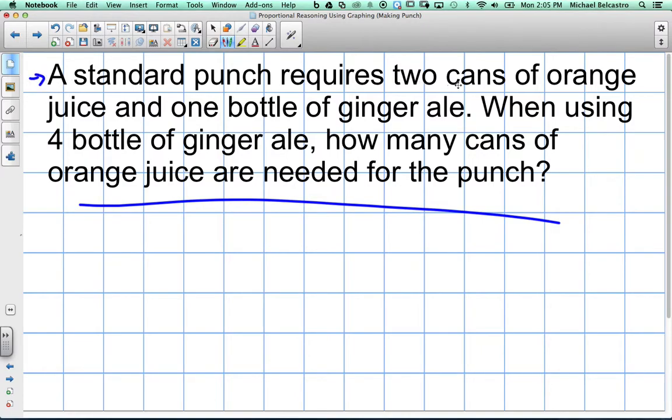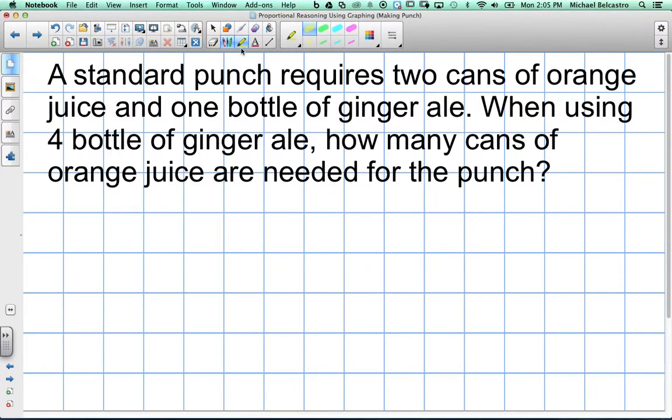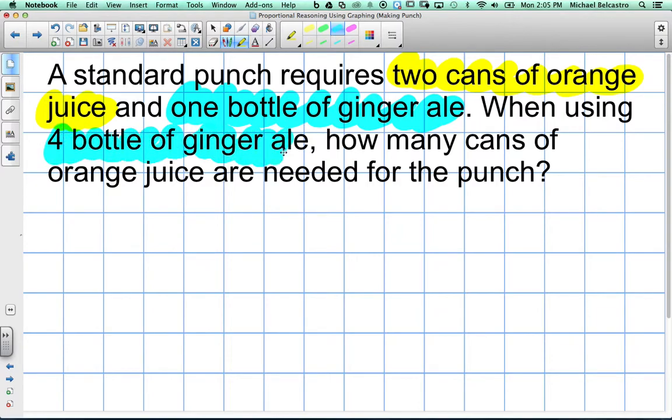A standard punch requires 2 cans of orange juice and 1 bottle of ginger ale. When using 4 bottles of ginger ale, how many cans of orange juice are needed for the punch? Okay, this one's pretty straightforward. A standard punch requires 2 cans of orange juice. Okay, and I'm going to highlight ginger ale type information as a different color, and 1 bottle of ginger ale. When using 4 bottles of ginger ale, okay, how many cans of orange juice? So how many cans of orange juice are needed for the punch? So pretty much everything we've read here seems to be pretty important. It's very straight to the point, this question.